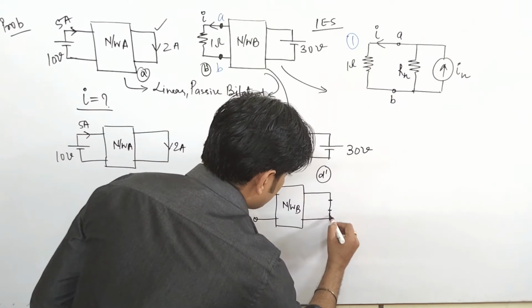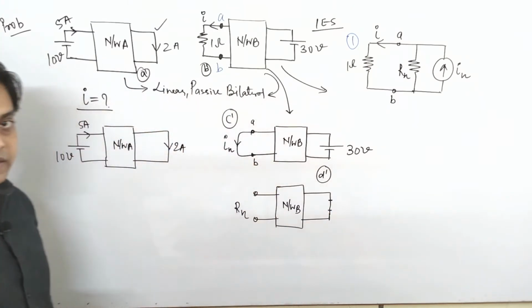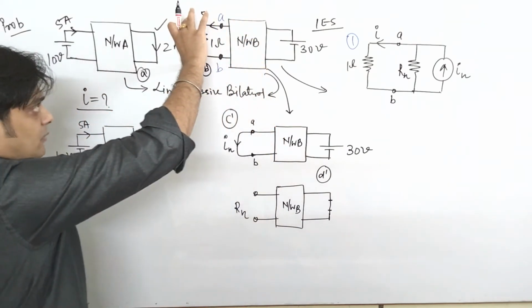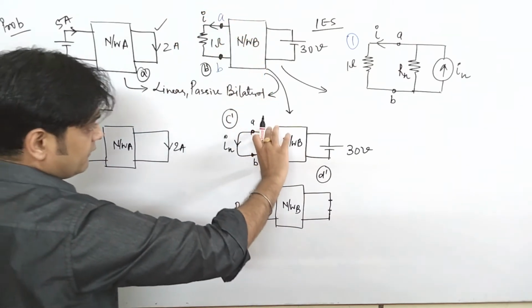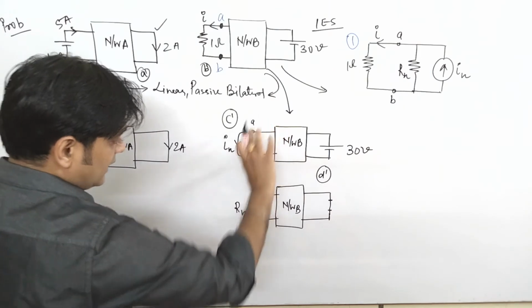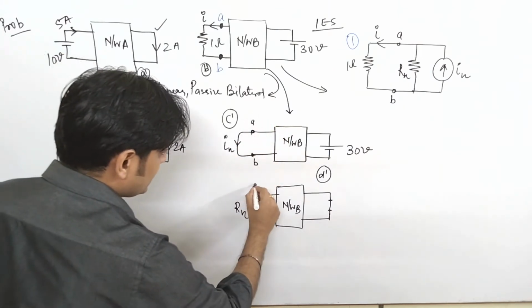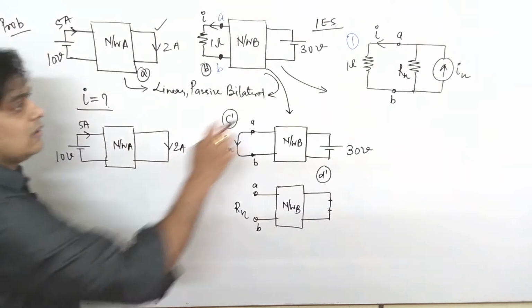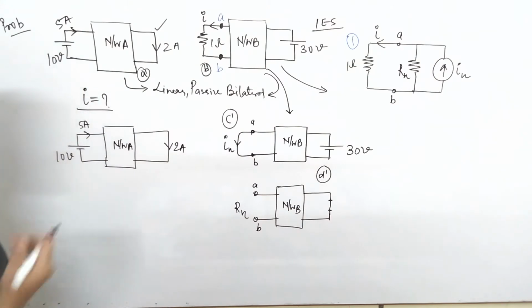Since here it is a voltage source, it gets short circuited. Now forget about this network. This network we have converted into two forms: one is In, another one is Rn. This is your terminal AB. Now if you know the value of In and Rn, one can easily find the value of I for this network, and that is your answer.